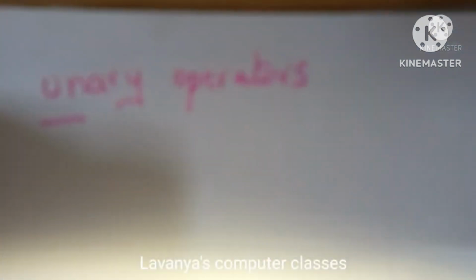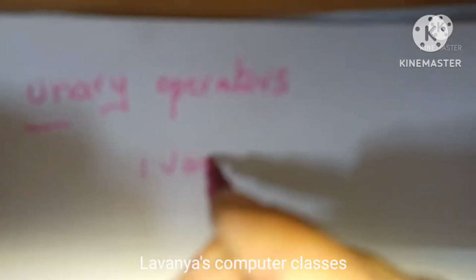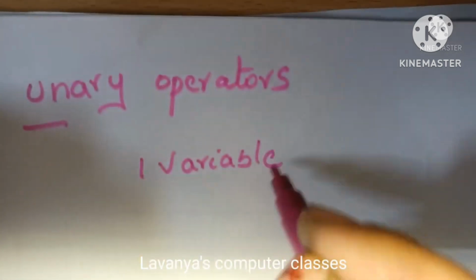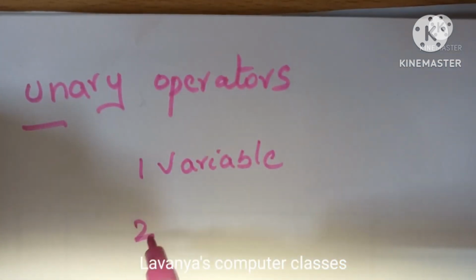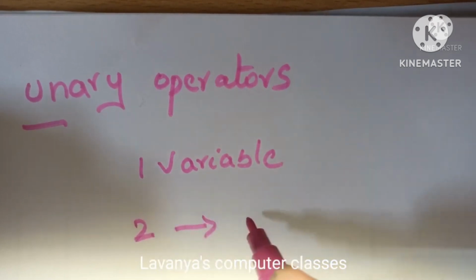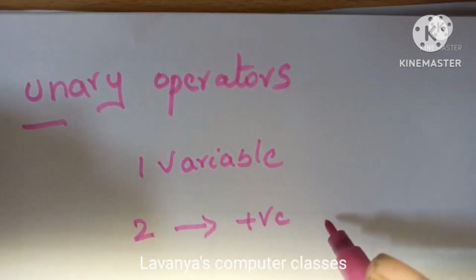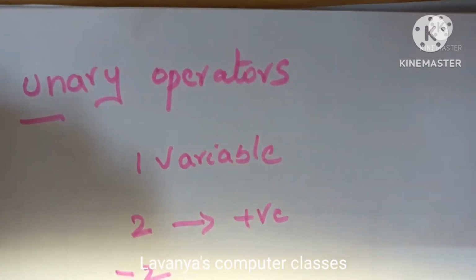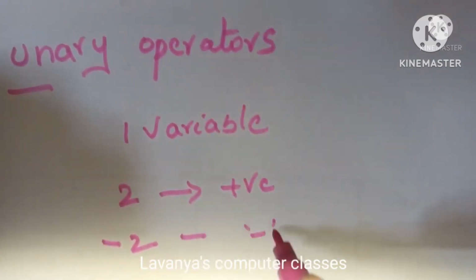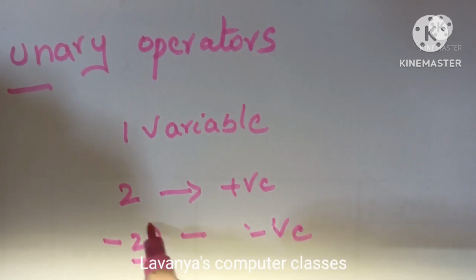Now we will explain, with a clear example, the unary operator. I already said what unary means. Unary means 1. Any operator that works with only one single variable is called a unary operator. For example, 2. Normally it is called a positive number. But if you use minus 2, we understand that minus 2 is a negative number.